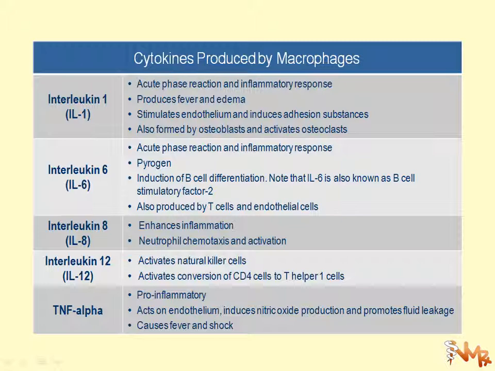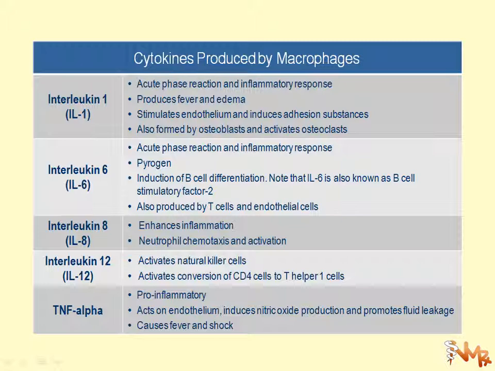Interleukin-6 is also an acute phase reaction and inflammatory interleukin. It is a pyrogen. It causes fever. It induces B-cell differentiation. I want you to note that interleukin-6 is also known as B-cell stimulatory factor 2, or B lymphocyte stimulatory factor 2. Interleukin-6 is also produced by T cells and endothelial cells.